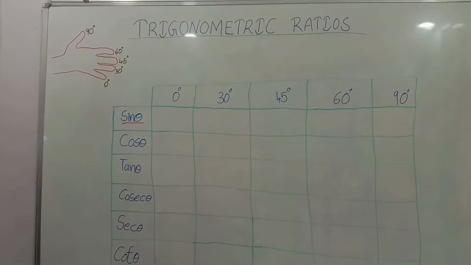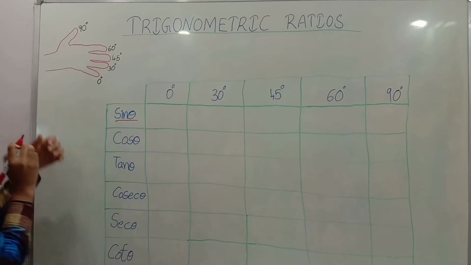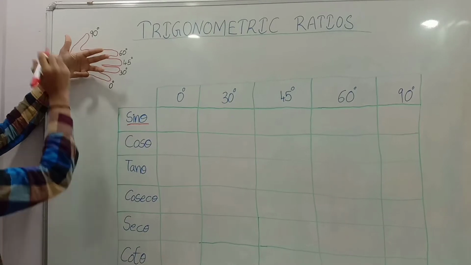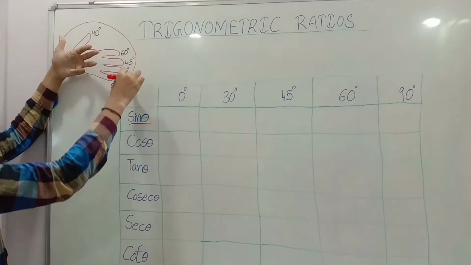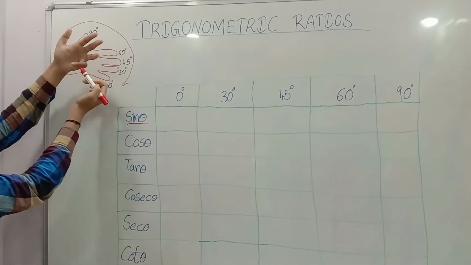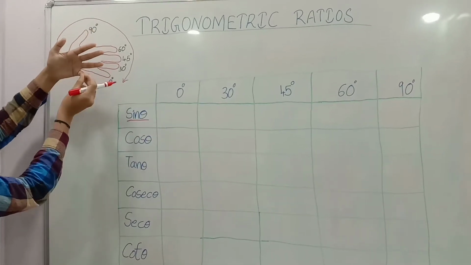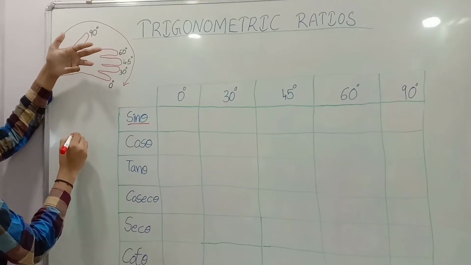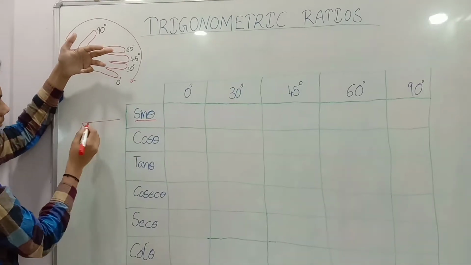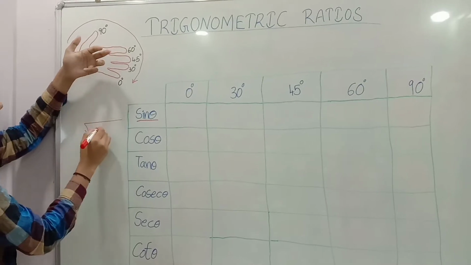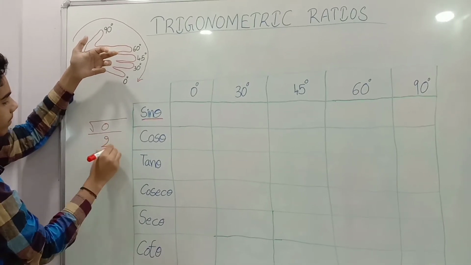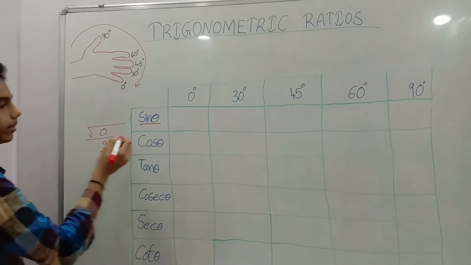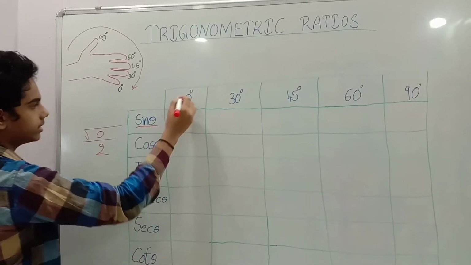Now let's write the value for sin 0 degrees. We assume the little finger as 0 degrees. For sin we should count from thumb to little finger. So the little finger is 0. Below 0 we are not having any fingers. So the formula is root of fingers left, that means no fingers, so root 0 by 2. Root 0 is 0, and 0 by 2 is 0. So sin 0 is 0.